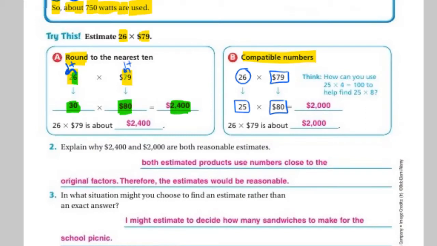So we can say 26 multiplied by 79 is about 2000. Okay, let's see these questions. Explain why 2,400 and 2,000 are both reasonable estimates. Both estimated products used numbers close to the original factors. Therefore, the estimates would be reasonable.